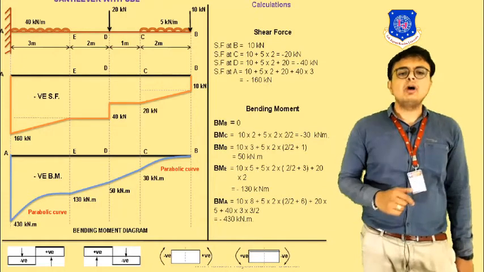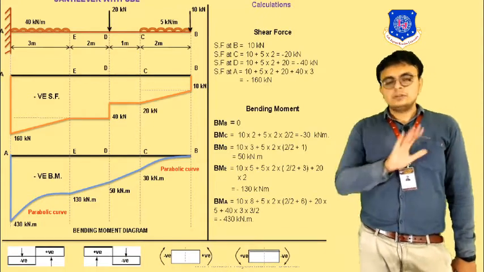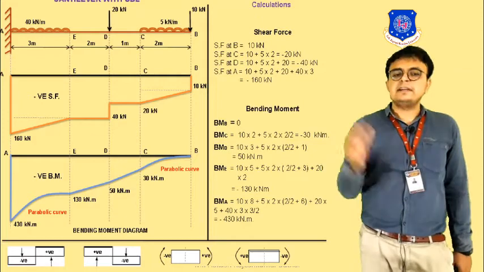Now let's draw the shear force diagram. Initially at B, all values are negative, so obviously it will be below the center line.